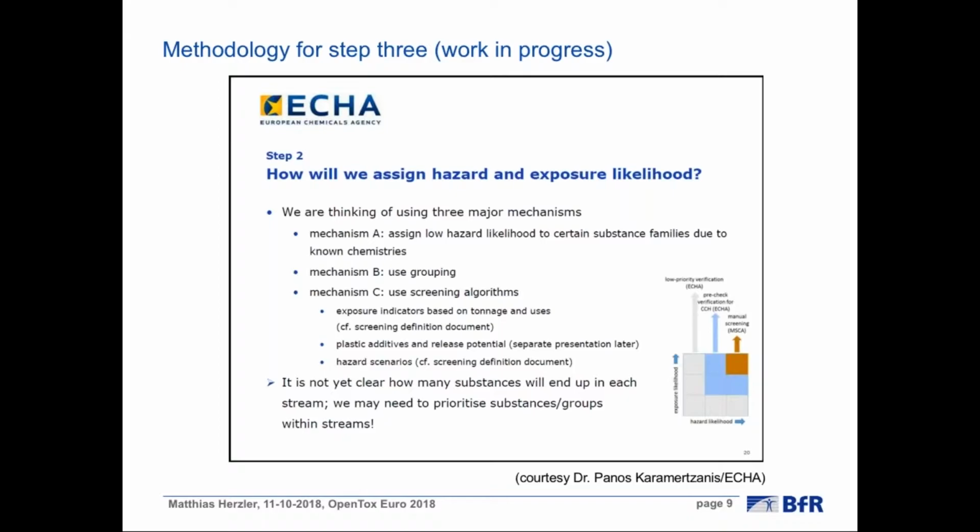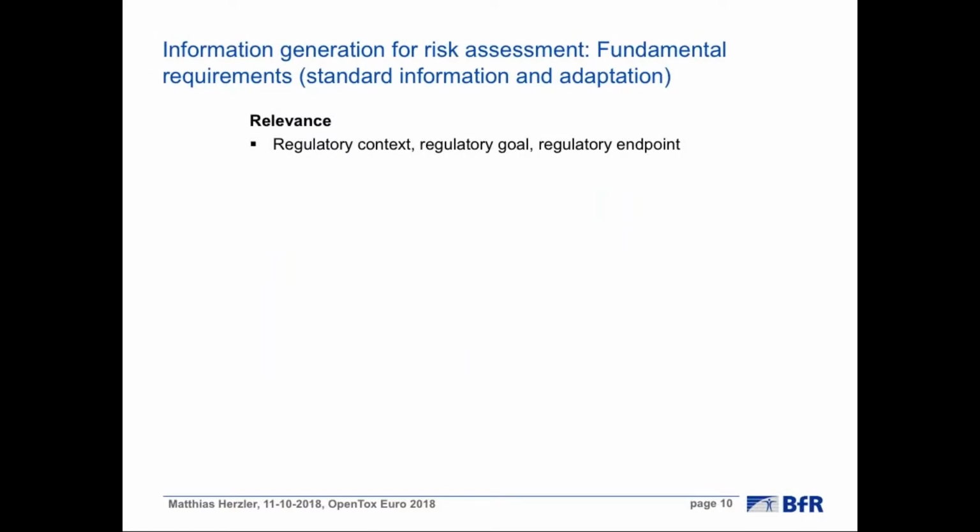But the most interesting part from the in silico perspective is mechanism C. They use screening algorithms, and they use all kinds of algorithms, exposure indicators, but also hazard scenarios. I can give you the details here, but these are really QSAR based on some regulatory lists, very complex grouping and screening algorithms. It's very interesting what they do. In the end, they might even have to prioritize within those bins. So that's how screening is done, partly big data, partly manual and by foot.